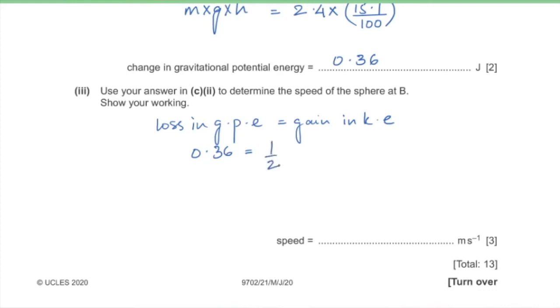So 1 by 2 into the mass of the ball, where the weight of the ball is 2.4 divided by 9.81 to get the mass, into speed squared. So speed is equal to 1.716 meters per second.